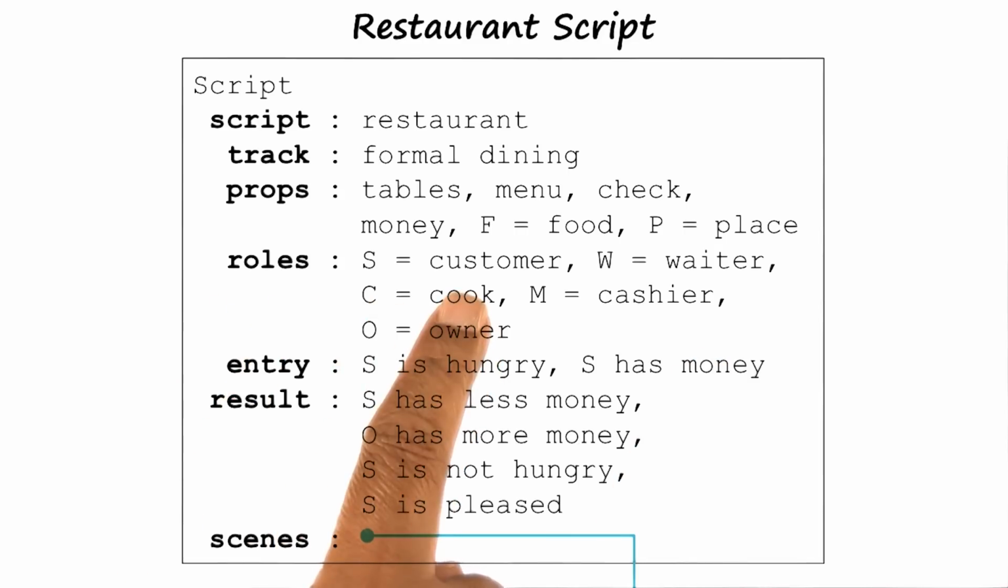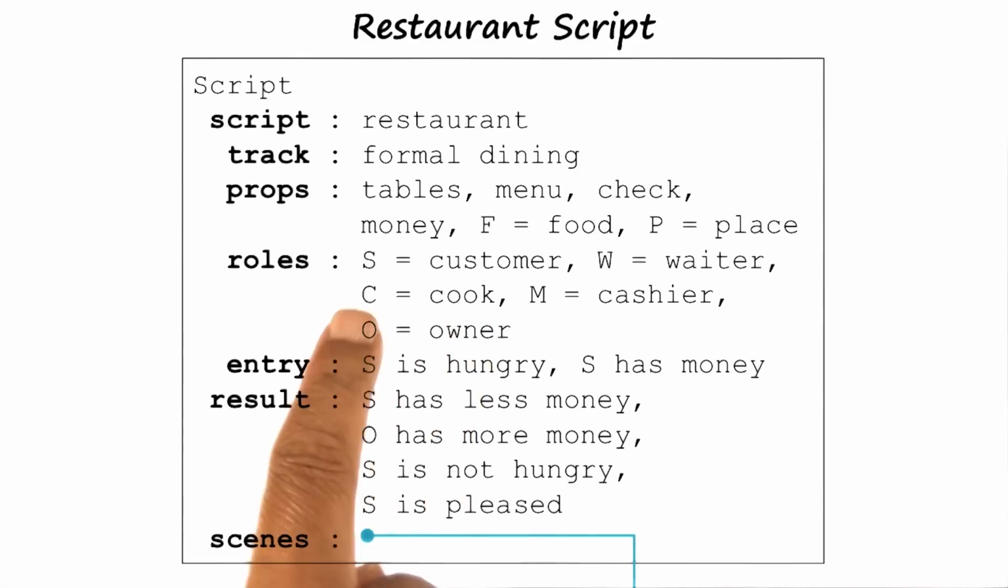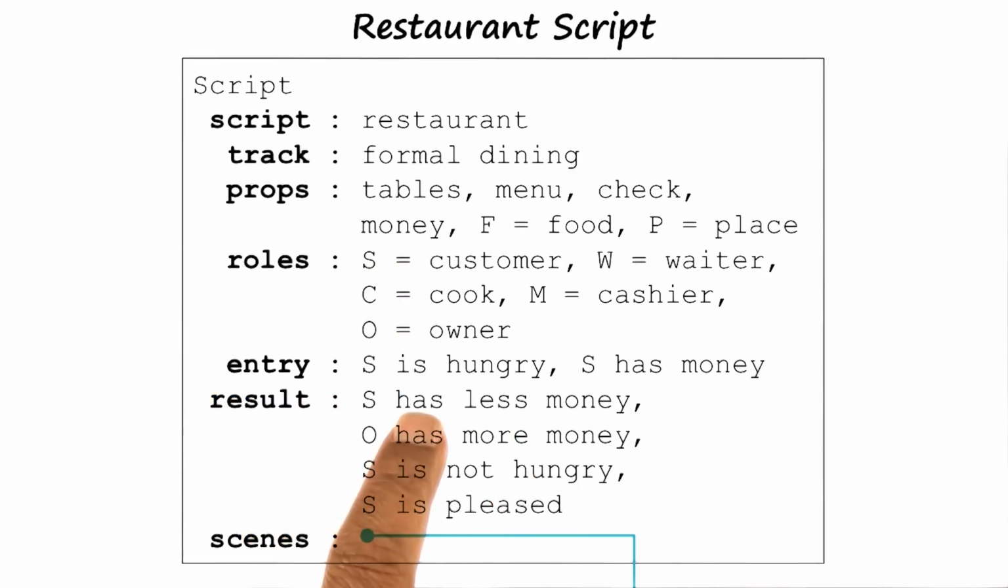So S is a customer, W is a waiter, C is a cook, M is a cashier, O is an owner, and so on. The entry conditions are that S is hungry, S, remember, is a customer, S has money. The result conditions are that S has less money, S is not hungry, S is pleased, but O has more money. And scenes, well, let's discuss them in the next slide.